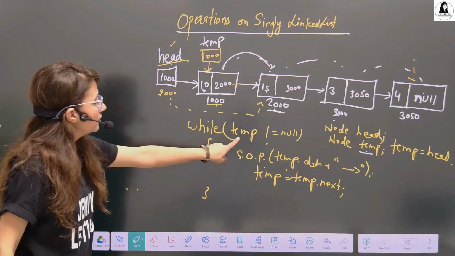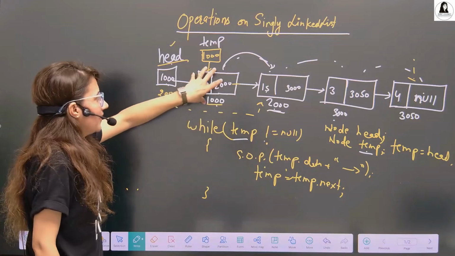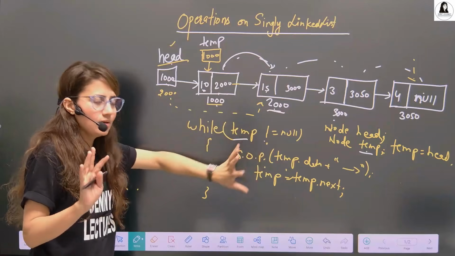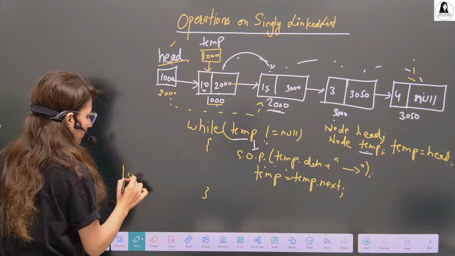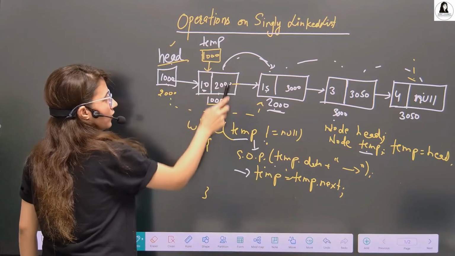Yes, at first temp is 1000, not null. Means 1000 means yes, referring to any node. Yes, not null. Okay, fine. Condition true. Enter here, temp dot data, print 10 with this arrow. Now next, temp is equal to temp next. Now what is temp next?